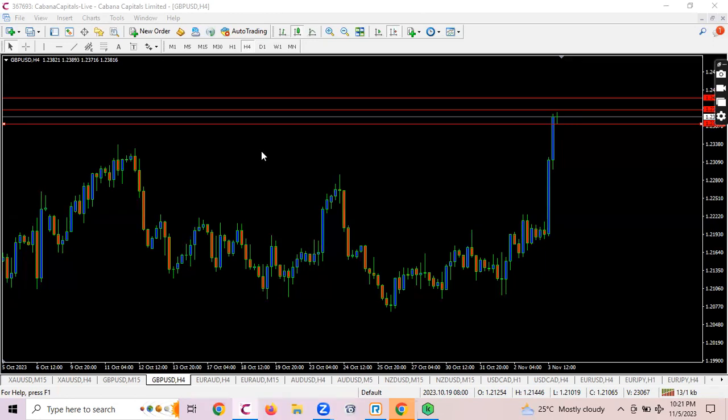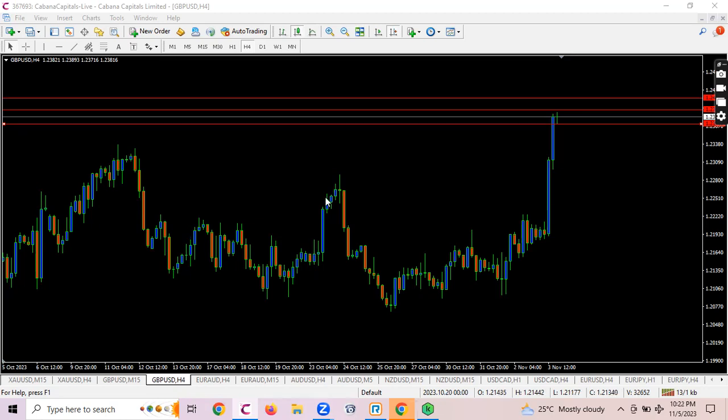So if we are selling, we'll be trading against the long-term trend. But like I said, before we conclude that the trend is bullish, we have to wait for the monthly candle, the candle for the month of November, to close before we conclude that it is bullish.